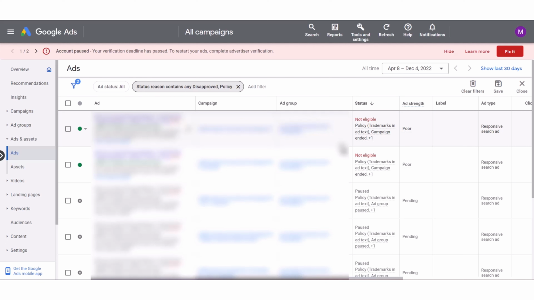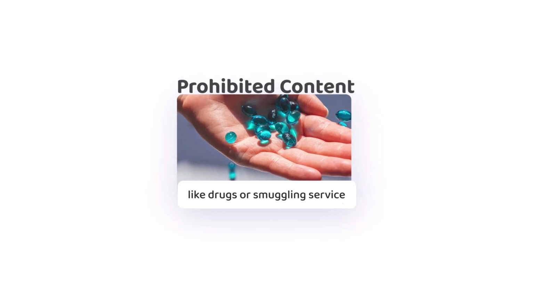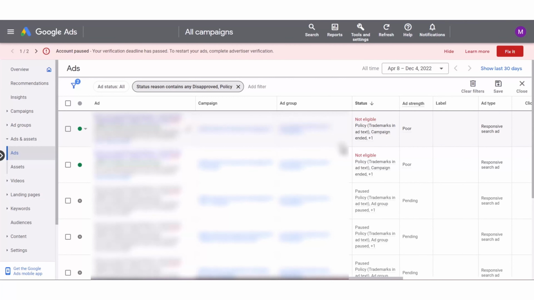Now, the first category of policies which Google is really protective of is prohibited content. Examples of such products or services might be drugs or smuggling services. Also, any inappropriate content such as bullying, racism, any types of discrimination, these will not be approved by Google's policies. If you have sensitive services or products which might be mistaken for these types of contents, be sure to read Google's full guidelines before attempting to write an ad or starting a campaign.